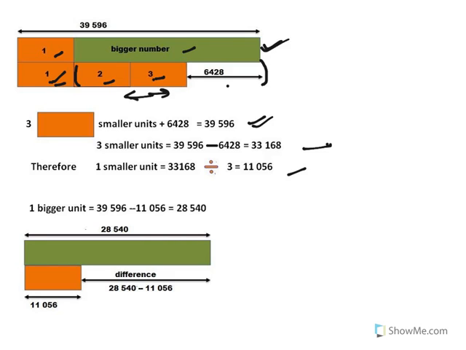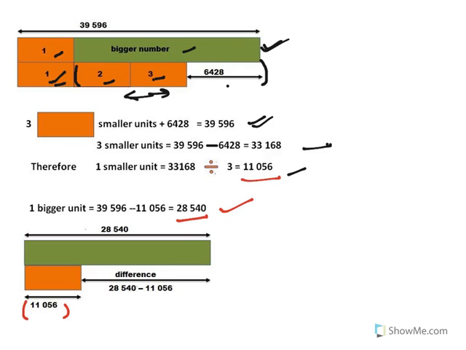11,056. You know the sum of the smaller number and the larger number is equal to 39,596. So you can find out what the larger number is by subtracting the smaller number from the sum of the two numbers. So you get the larger number as 28,540. So we have shown the green rectangle as 28,540. The smaller one is 11,056 as we found earlier.